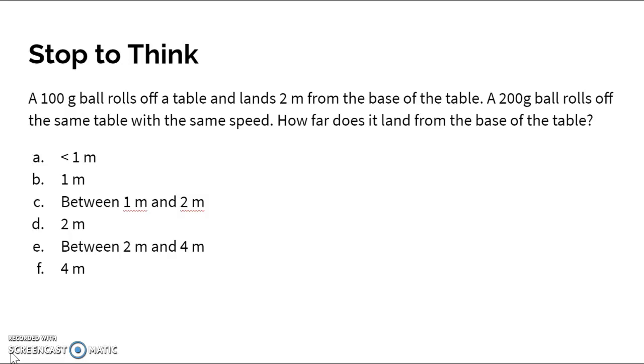So hopefully you said that it will land 2 meters from the base of the table. Right? This is because of gravitational acceleration: things fall at the same rate no matter what the mass is, assuming we're in free fall, which is what we're assuming here. So even though these objects have different masses, since they're launched off the table with the same speed, everything kinematically behaves the same. So they'll land at the same spot.